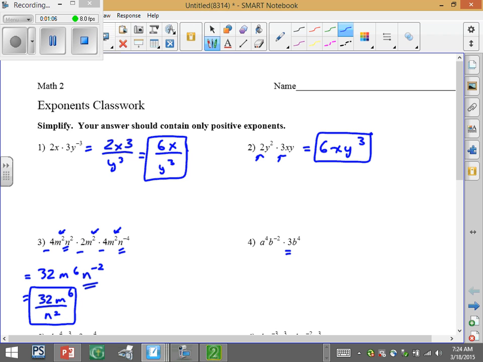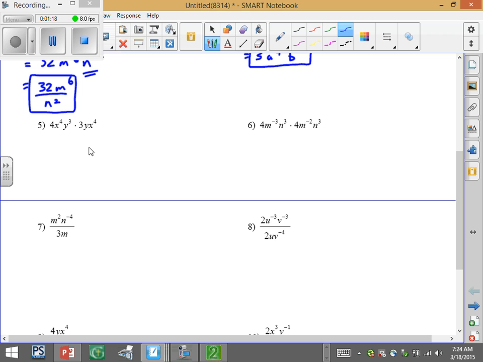We have a 3, so we'll put that first. A to the fourth, and then negative 2 plus 4 would be a positive 2. So we've just gotten rid of all the negative exponents for number 4. Number 5, multiply 4 times 3 is 12. So there's 8 x's and 4 total y's. No negative exponents, so we're done.